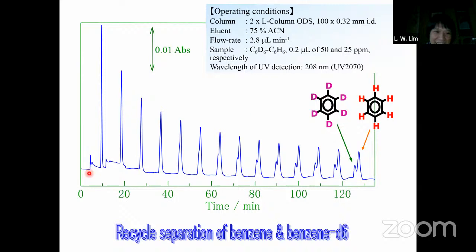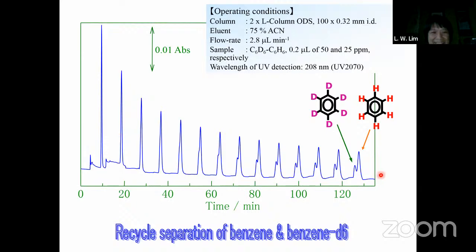You can see after the first cycle, after the first column, it's like this. Then it becomes like this, like this. After 1, 2, 3, 4, 5, 6 cycles, we can see slight separation here. And 7, 8, 9, 10. Then after 13 cycles, we see the D6 benzene and the usual benzene separated. But if you look at the time here, this is 120 minutes. That means we recycled the system for more than 2 hours.